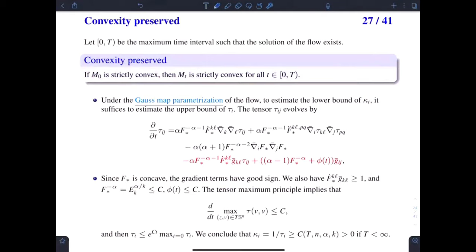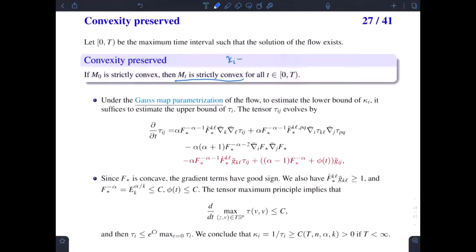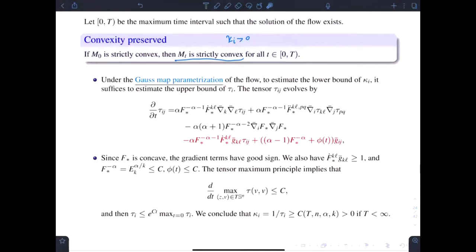Because to show that the surface is convex, we just need to show a positive bound of the principal curvature. And also, just to show that the principal curvature is positive, we just need to estimate the upper bound of the tau i. We calculate the tensor tau ij, which satisfies this evolution equation, and tau i are eigenvalues of tau ij. So here we apply the tensor maximum principle to estimate the upper bound on the largest eigenvalue of tau i.